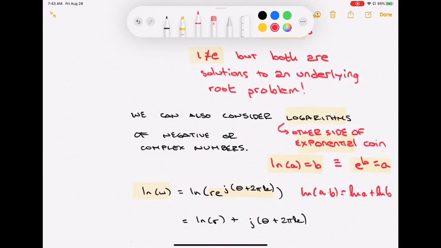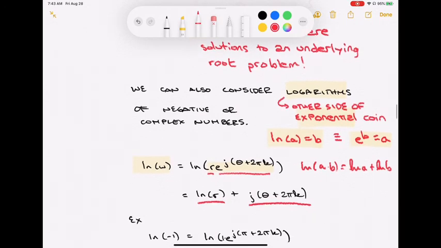So I have a product here: r times something else. So ln of r times this other thing is expressible as ln of r, and then ln of the second thing. But the natural log of e raised to something is just whatever the exponent was. So I'm going to get j theta plus 2 pi k in this case. So the log of a complex number can definitely result in a complex result.